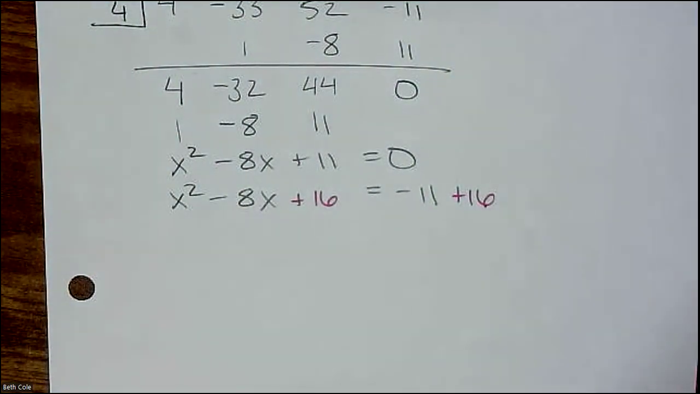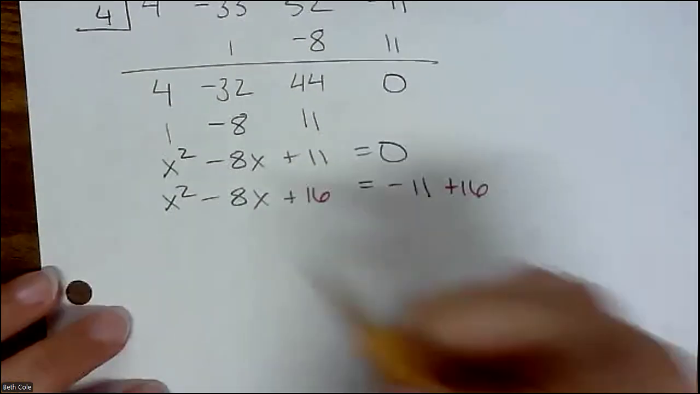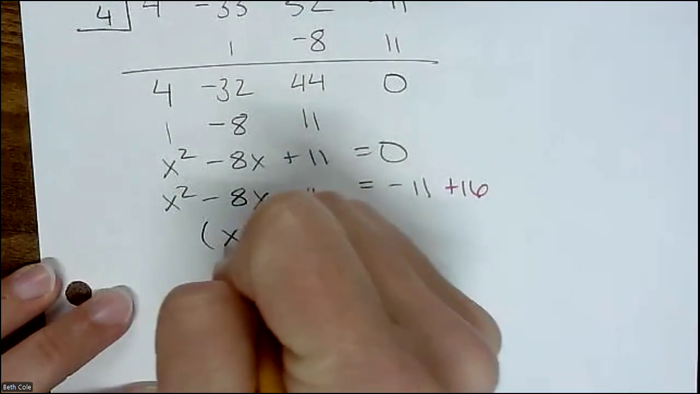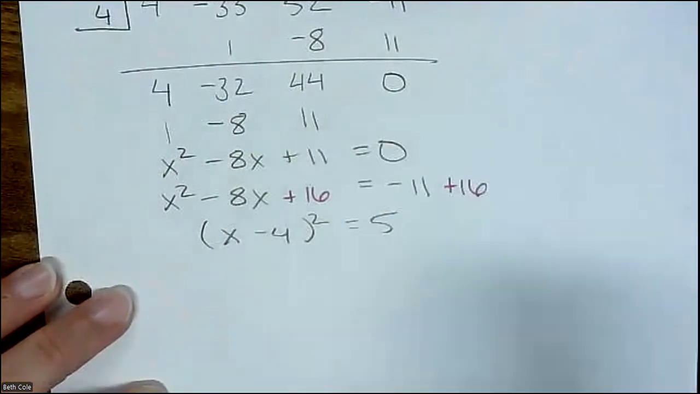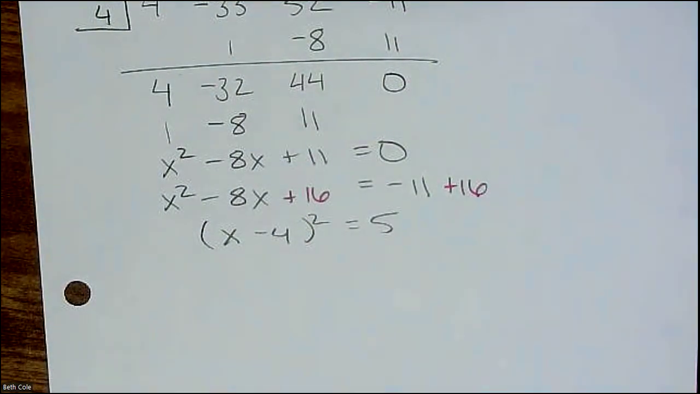All right, the colors don't show up very good there, but it's plus 16 on both sides. What's that? The other side is 5. What goes on this side? Perfect. X minus 4 squared. This side is 5. And then just keep going. You're going to go all the way to the very bitter end.